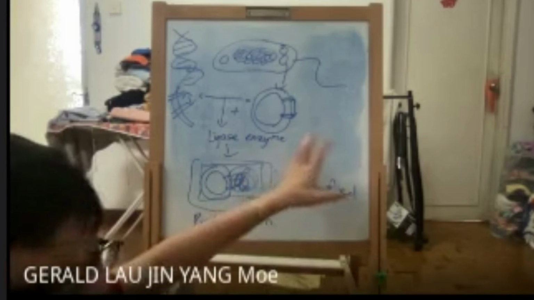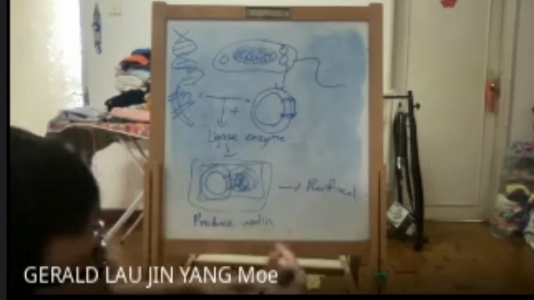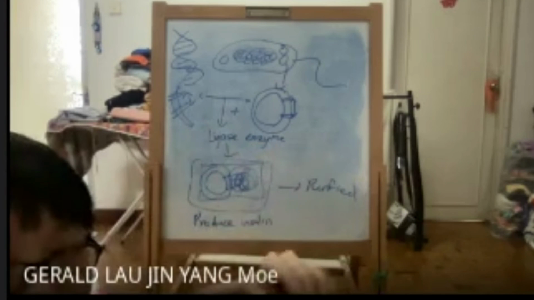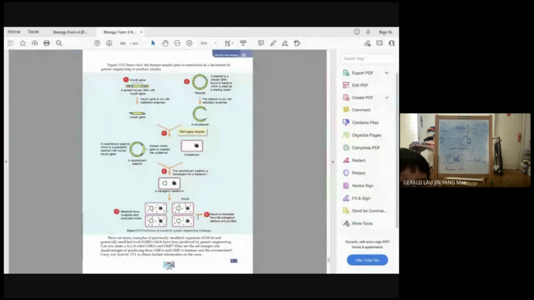This is considered biotech. That means you manipulate the gene to produce something you want. Okay, then you purify, so you get a lot of insulin.